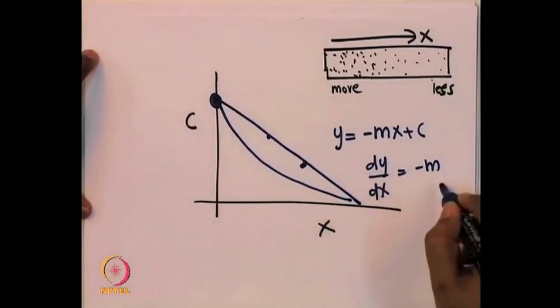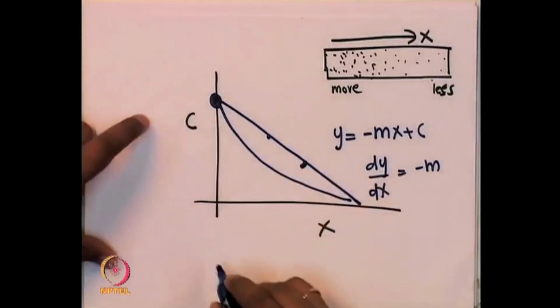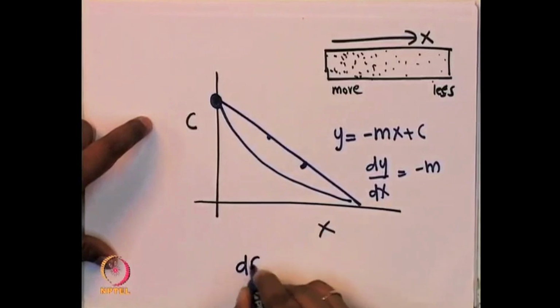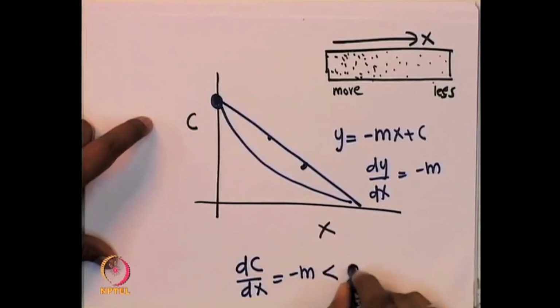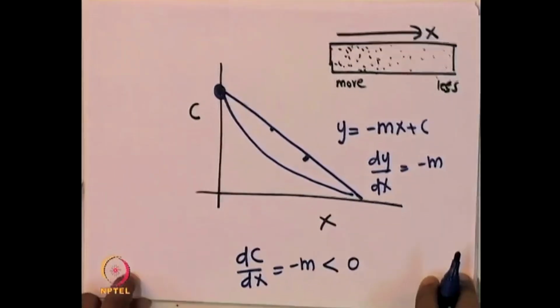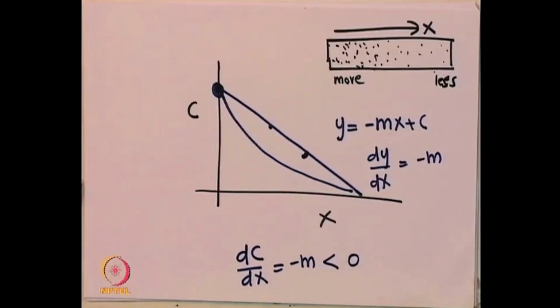So, dy by dx is negative. That means here dc by dx is minus m, this is a negative number. So, this is less than 0, it is negative.